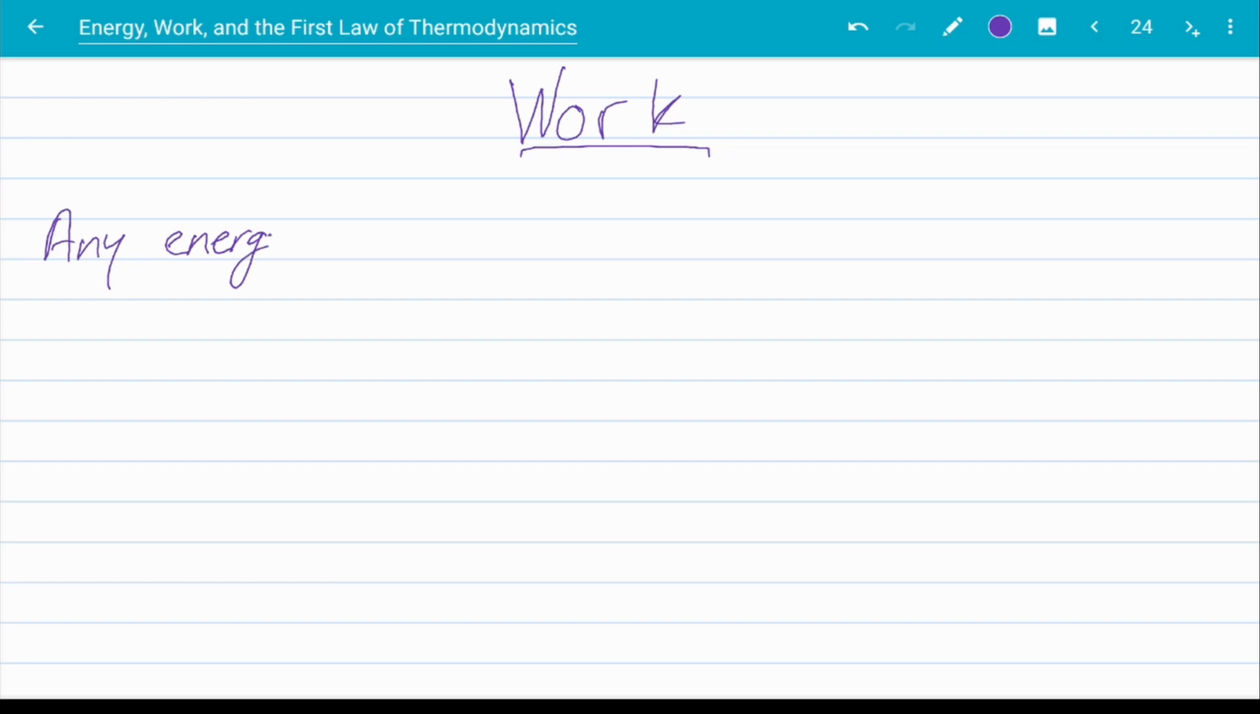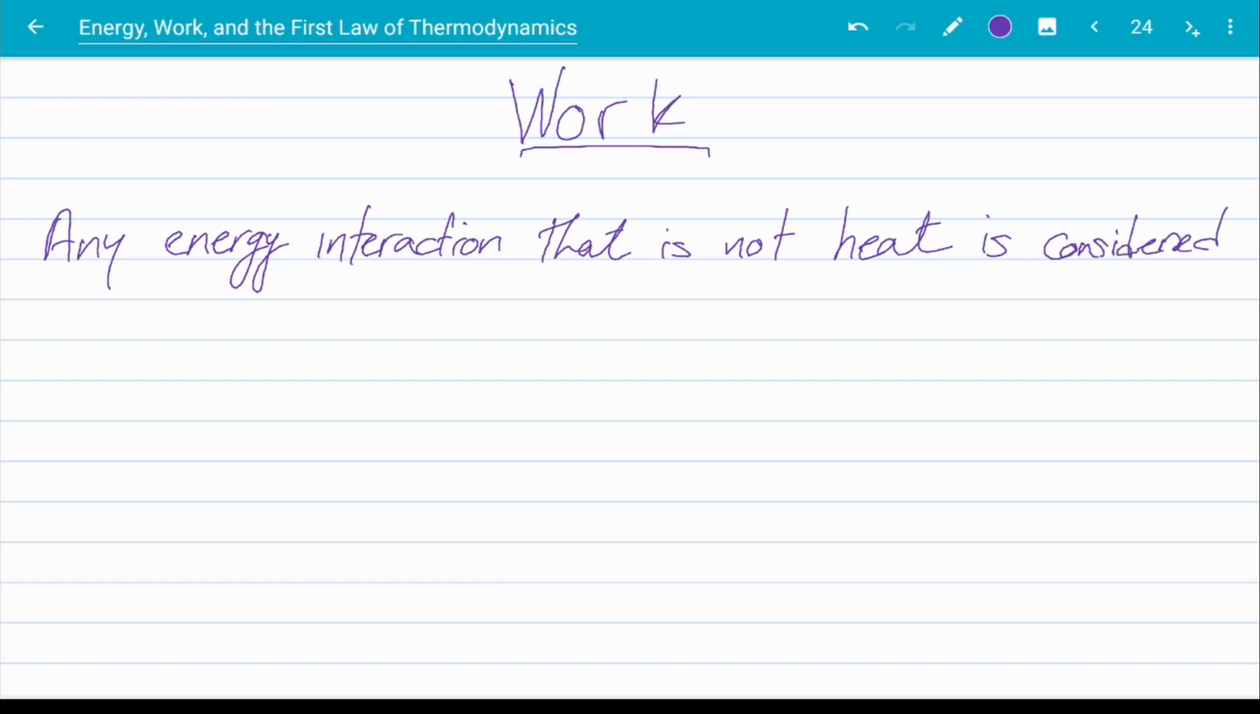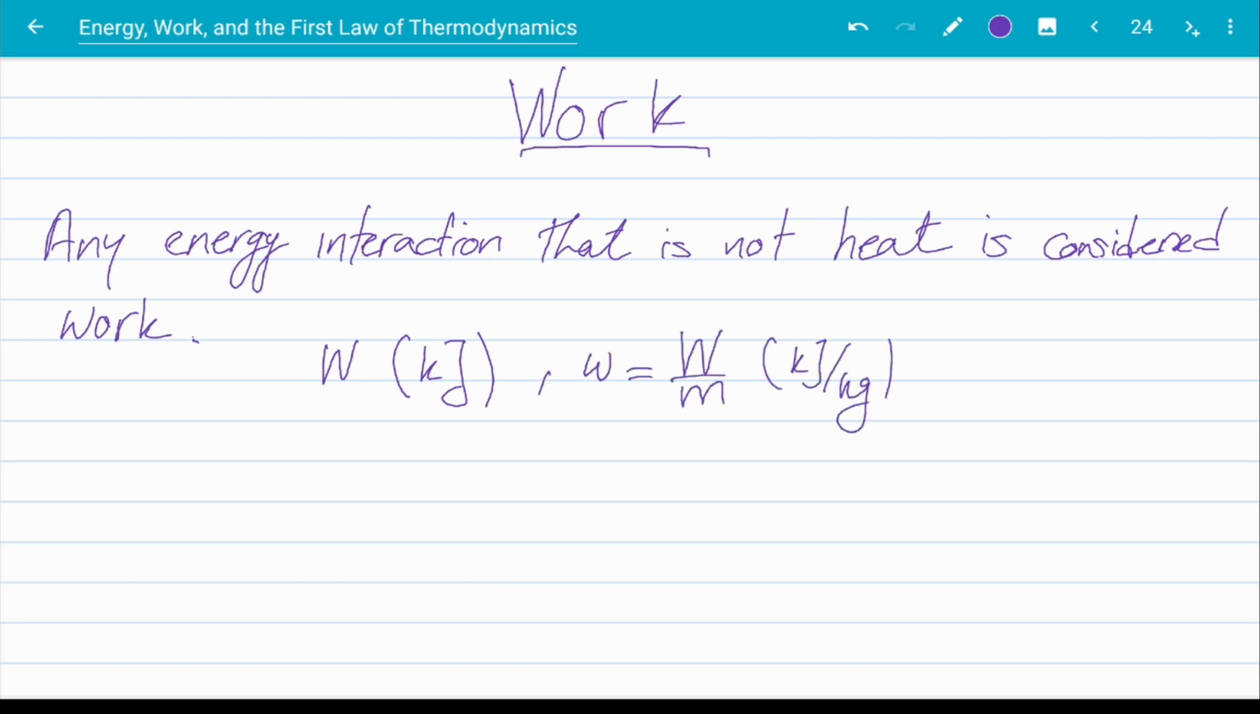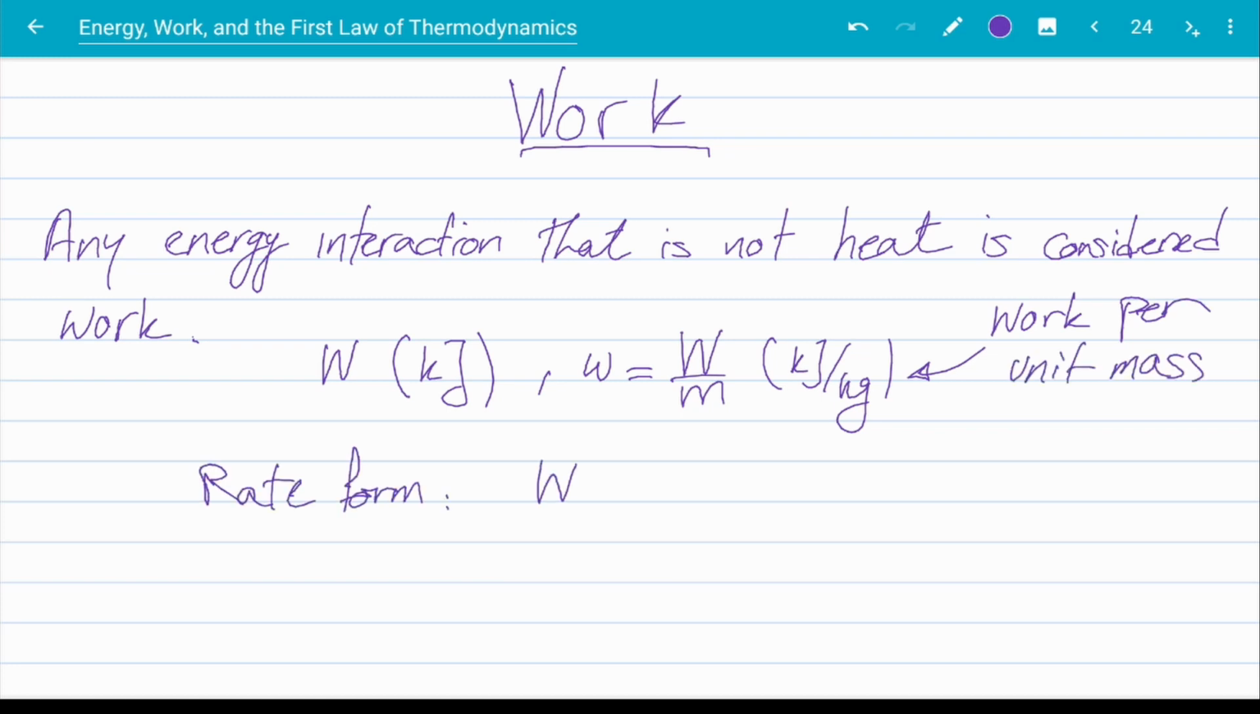Okay, with the definition of heat out of the way, we can talk about work. Any energy interaction of a system that is not heat is considered work. We show it with W, and the unit is kilojoules. Per unit mass is shown by small letter w, and the unit is kilojoules per kilogram. The rate form is also shown here. We show it with W dot in kilowatts.